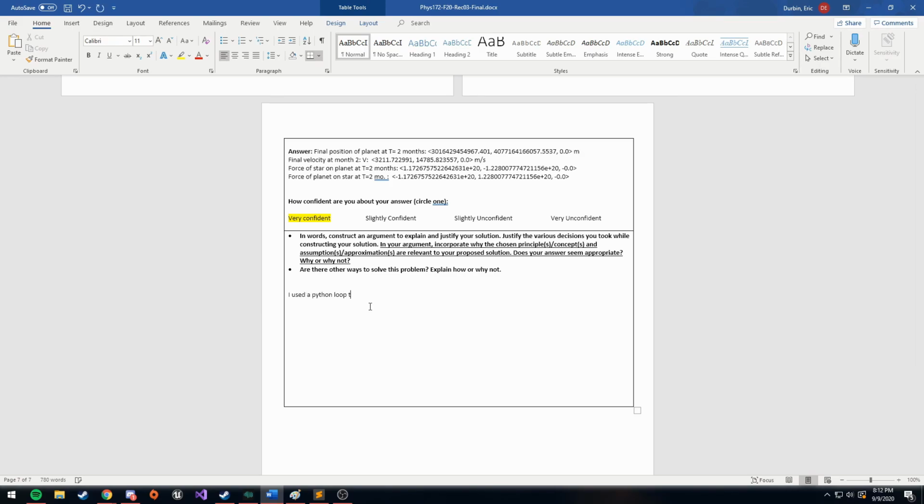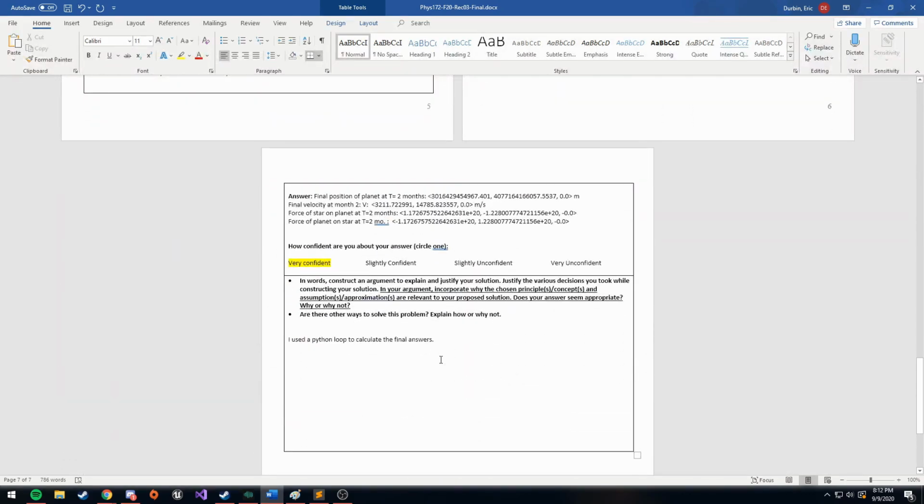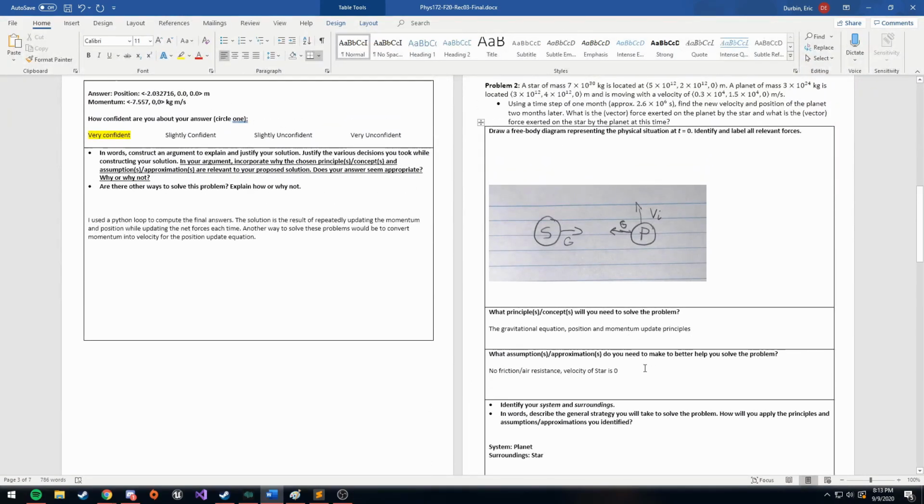What were our assumptions again? There's no resistance. I said the velocity of the sun was 0, but I guess we're not actually using that in any way. So we could say there are no other objects in space.